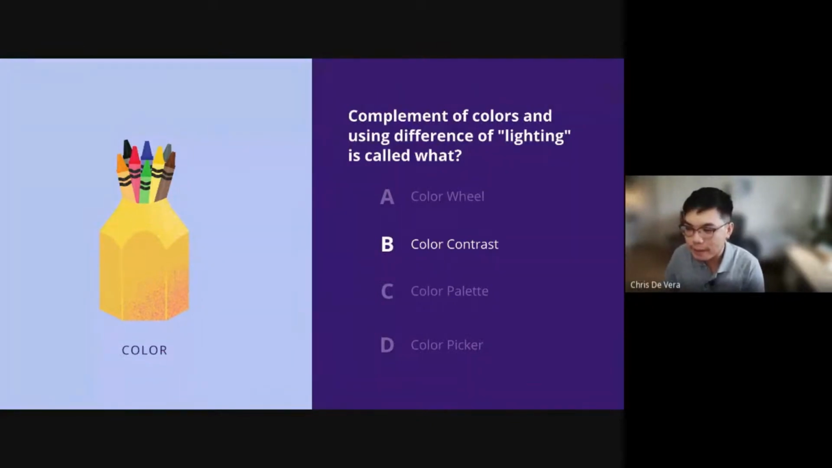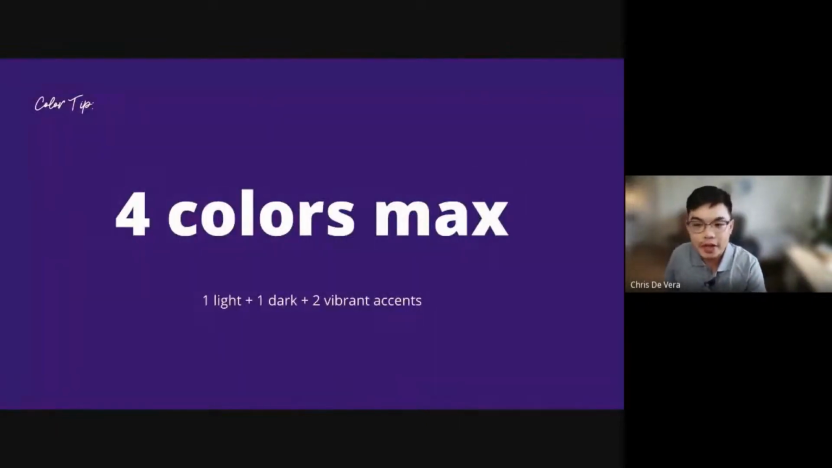Okay, so I think most of you are answering 3 colors. Kung isasagad natin, 5. So, there's no hard and fast rule naman, but if you want a tip, our tip would be 4 colors max. And the combo meal that you can follow is 1 light color, 1 dark color, and then 2 vibrant accent colors. Okay, so that's the maximum. 1 light, 1 dark, and then 2 matingkad, 2 highlight colors.